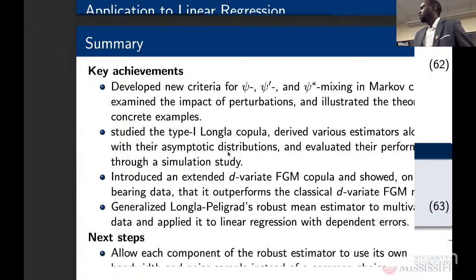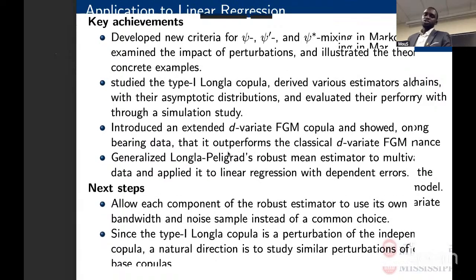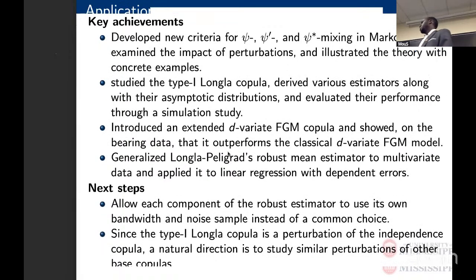But here we considered that we have the same bandwidth and the same independent sequence for each of the components of the vector. So it's not fully generalized. We can still generalize it more than that. That's why one of our next steps is to allow each component of the robust estimator to use its own bandwidth and noise instead of a common choice. Since the type 1 Long-La copula is a perturbation of the independent copula, one natural direction is to study similar perturbations of other base copulas.